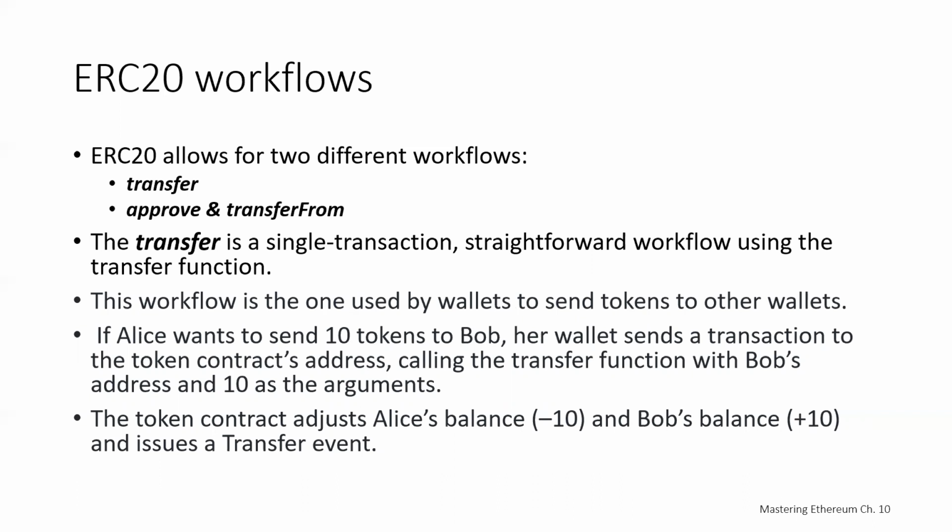Executing the transfer is very simple. If Alice wants to send 10 tokens to Bob, her wallet sends a transaction to the token contract's address, calling the transfer function with Bob's address and 10 as arguments for how many tokens to send to Bob. The token contract will adjust Alice's balance by reducing it by 10, add 10 to Bob's balance, and issue a Transfer event.